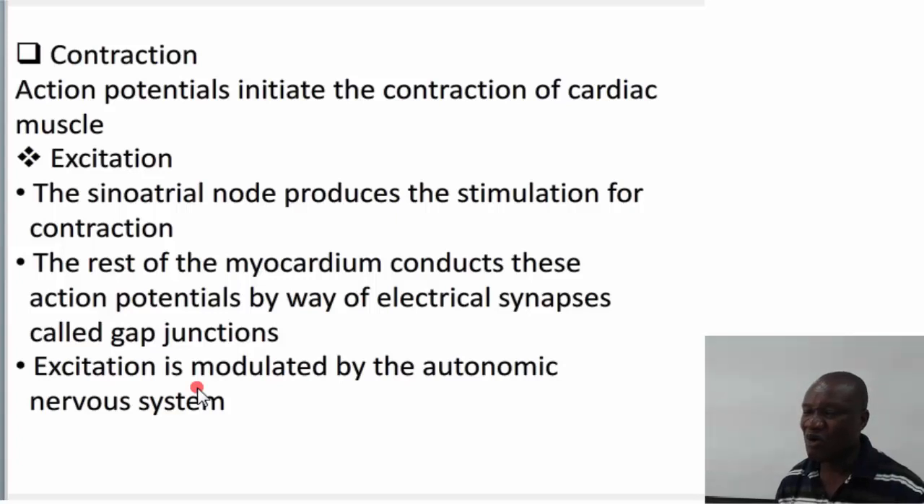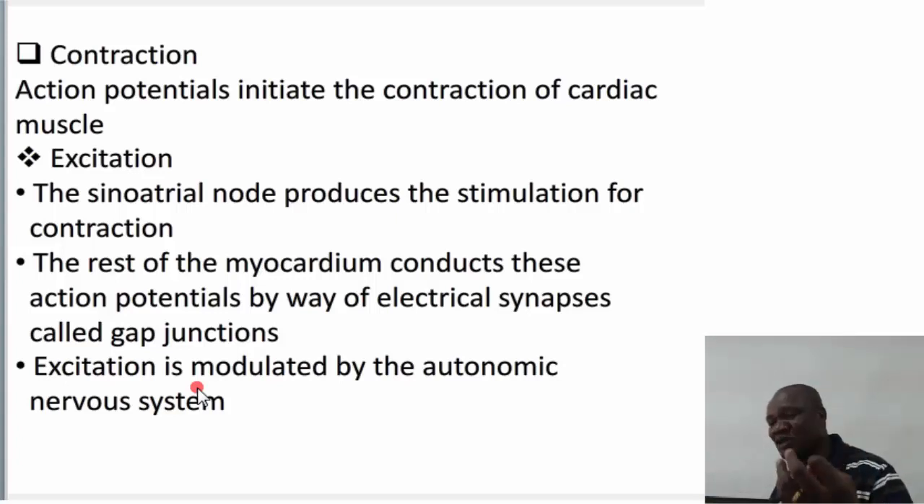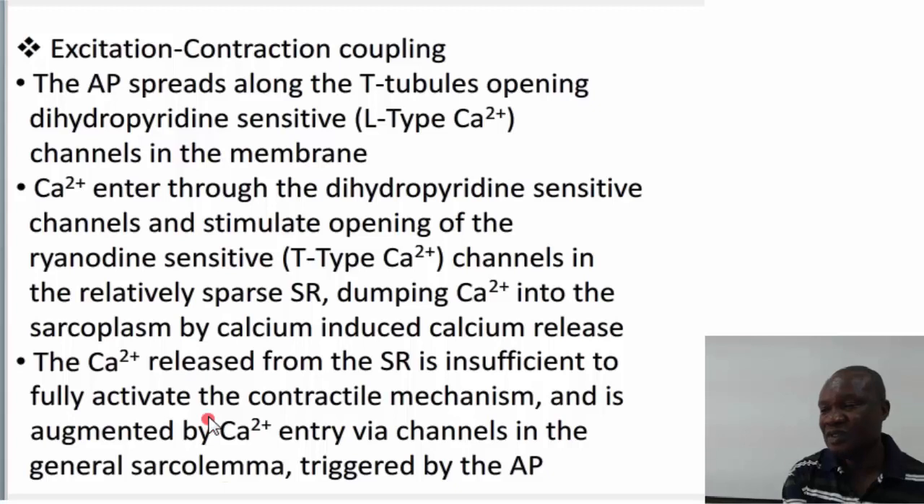Now we've seen that excitation begins from the sinoatrial node. When this is activated, the action potential will be transmitted to the cardiac muscle, right? And this will cause contraction of the cardiac muscle. Now let's look at the excitation contraction coupling.